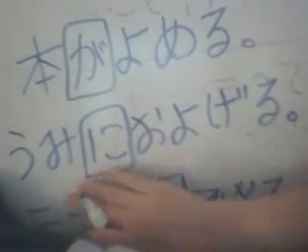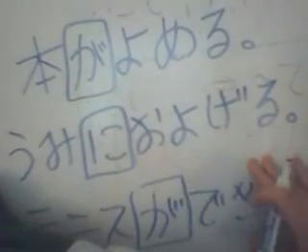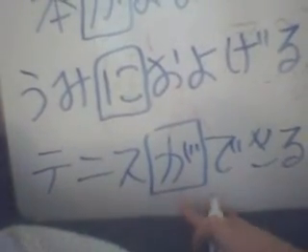Here's another exception. Umi ni, this is saying in the ocean. Oyogeru, I can swim in the ocean. I'm sorry it's so low. But dekiru is the regular verb. Tenisu, that's tennis. Tenisu ga dekiru, so this means can play tennis.